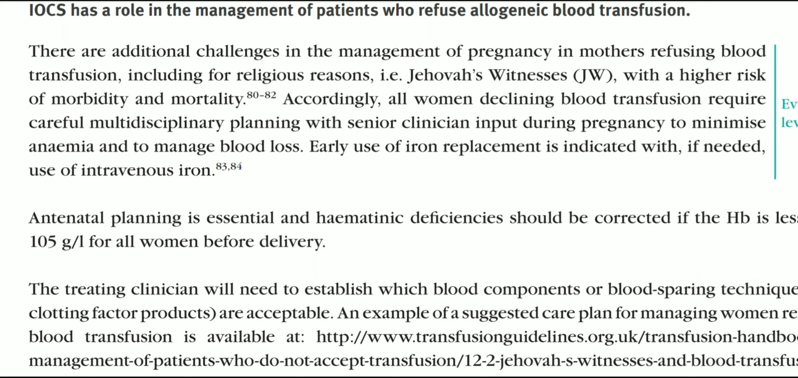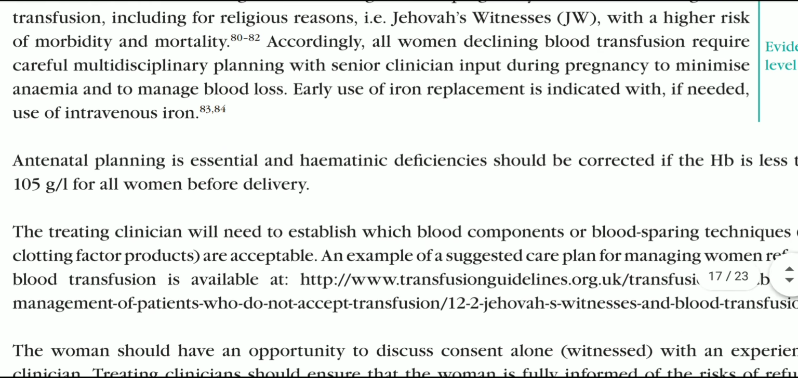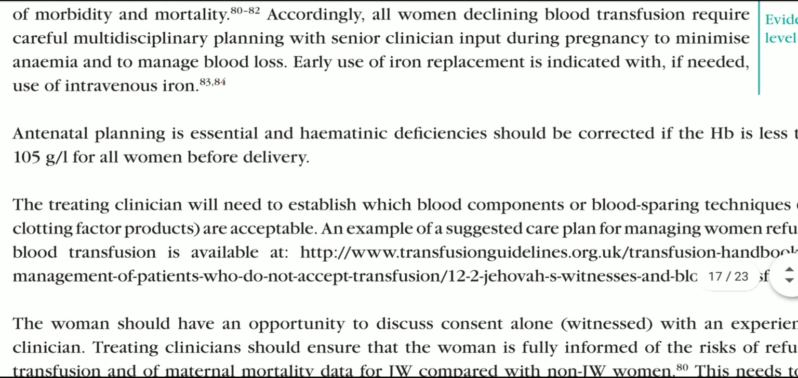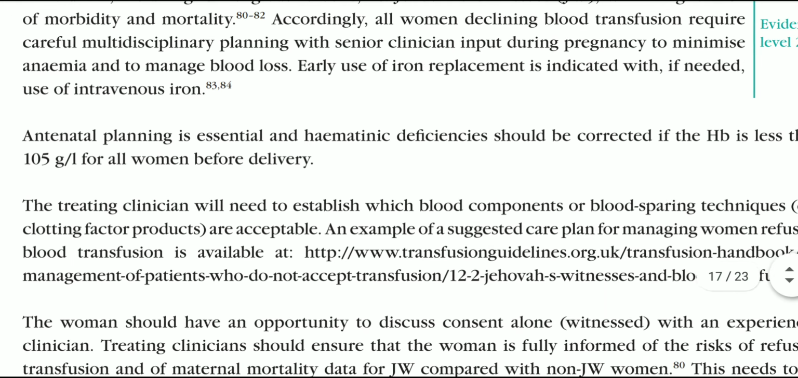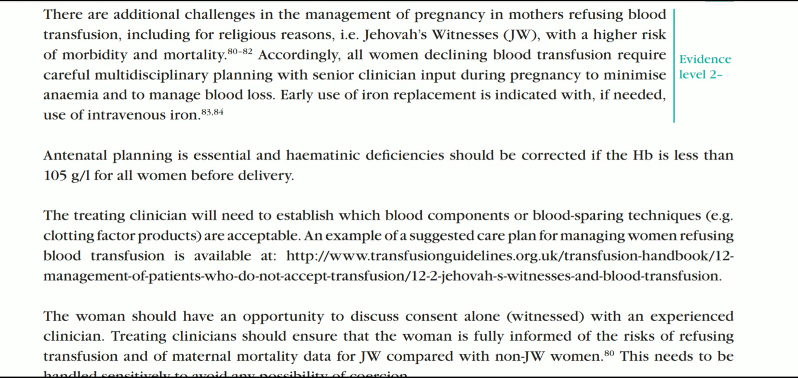Okay, antenatal planning is essential and hematinic deficiencies should be corrected, if Hb is less than 105 grams per liter, for all women before delivery. Use of blood components and other sparing techniques is written here. The treating clinician will need to establish which blood components or blood sparing techniques, for example, clotting products, are acceptable. Okay, an example of a suggested care plan for managing women refusing blood transfusion is available here.